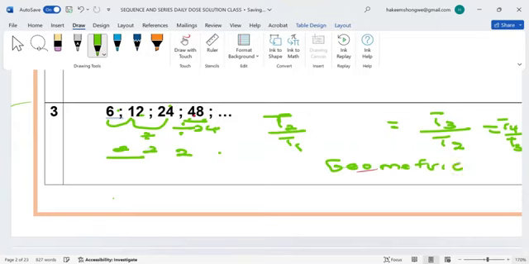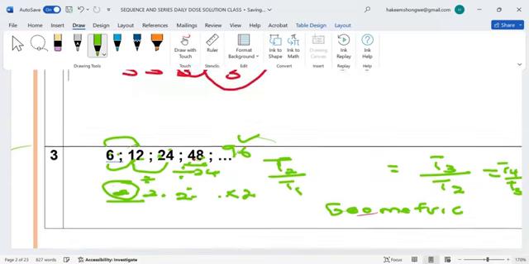Now, basically on a geometric sequence, how does it work? For me to go from term number 1 to term number 2, I'm going to multiply by this ratio here. For example, 6 multiplied by 2 is 12. And then 12 multiplied by 2 is 24. 24 multiplied by 2 is 48. 48 multiplied by 2 is 96. So that's how I get the next term. Here we're multiplying.